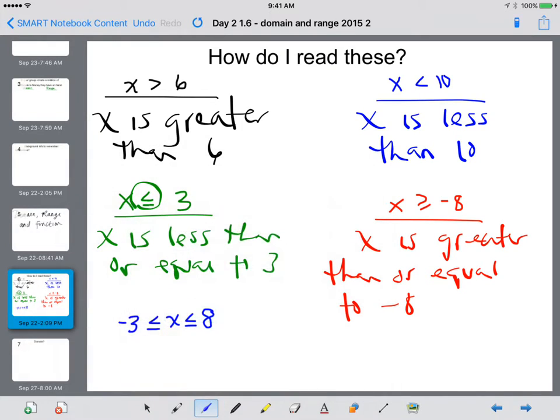And the last one would be tricky. You might not have seen this before, but it says that x is between -3 and 8. Or you could say x is bigger than -3 and less than 8.